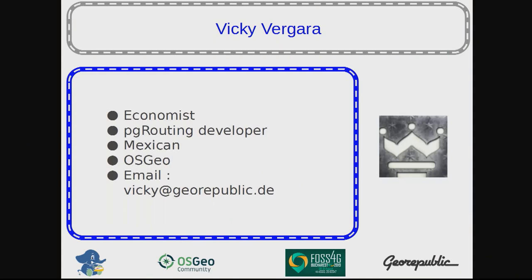So, who am I? I am Vicky Vergara, and I am an economist. I'm the main pgRouting developer. I am from Mexico. I do a lot of things in OSGeo. I consider myself an octopus. And that is my mail. If you want to contact me, you can find that mail in GitHub, in the Wiki of OSGeo.